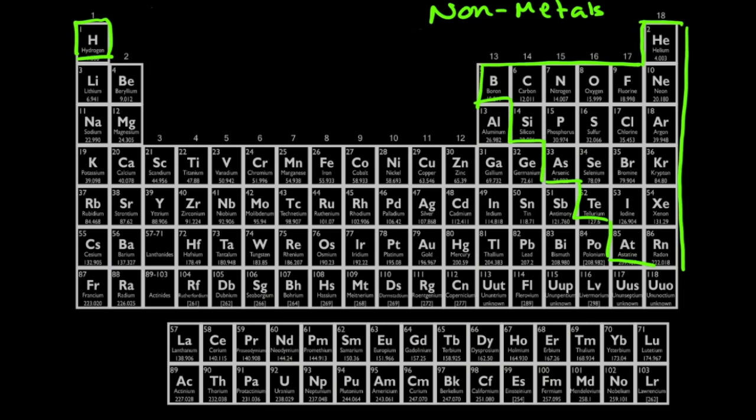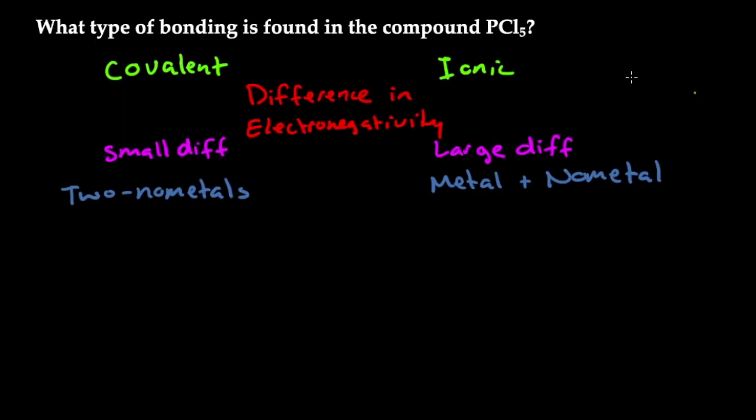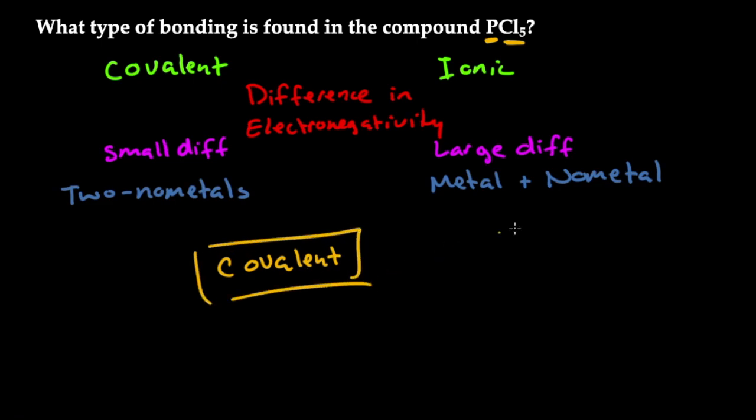If you find an element anywhere in here, that's going to be a metal. So all of these, and even these down here, are going to be metals. And this area right in between, those are going to be metalloids. So if you look right here, we have this P, and P is going to be a non-metal. And then Cl is also going to be a non-metal. So that means the difference in electronegativity will be very small between P and Cl, and that means this is going to be a covalent bond. All the bonds in here are going to be covalent. So covalent bond is the answer.